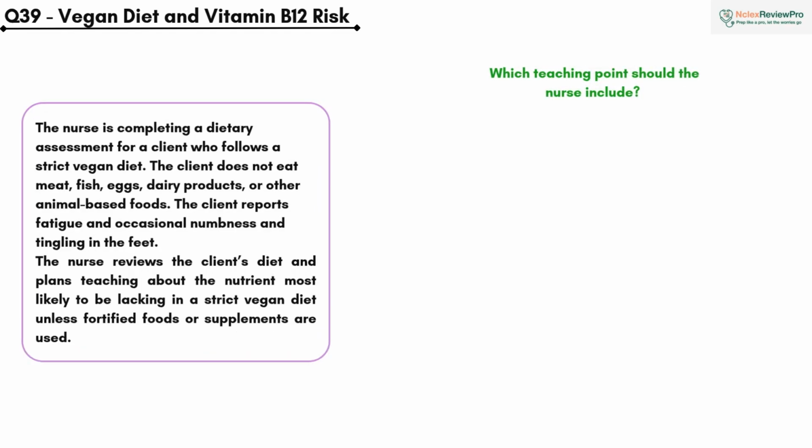Clinical scenario. The nurse is completing a dietary assessment for a client who follows a strict vegan diet. The client does not eat meat, fish, eggs, dairy products, or other animal-based foods. The client reports fatigue and occasional numbness and tingling in the feet. The nurse reviews the client's diet and plans teaching about the nutrient most likely to be lacking in a strict vegan diet unless fortified foods or supplements are used. And the question is asking, which teaching point should the nurse include?